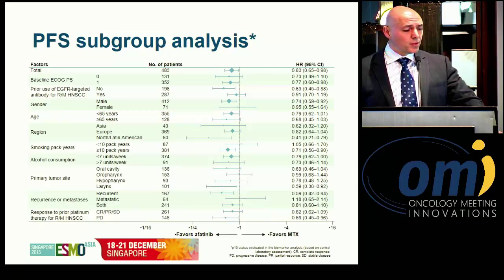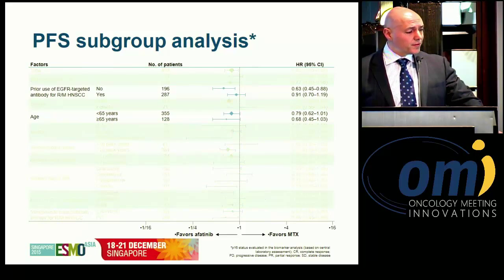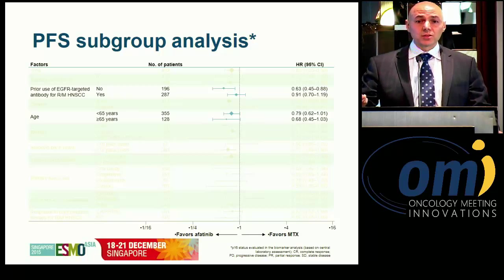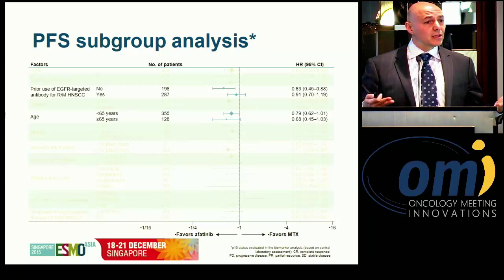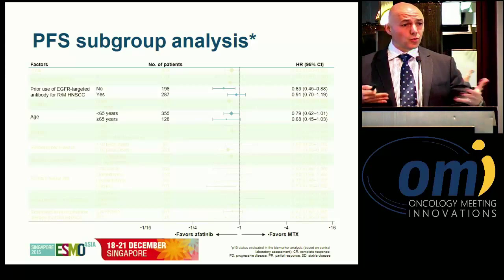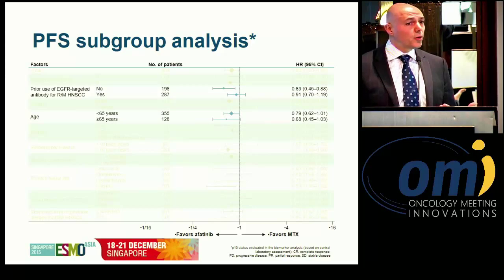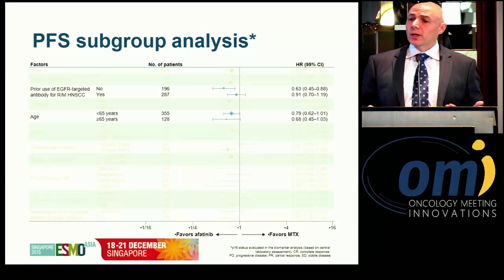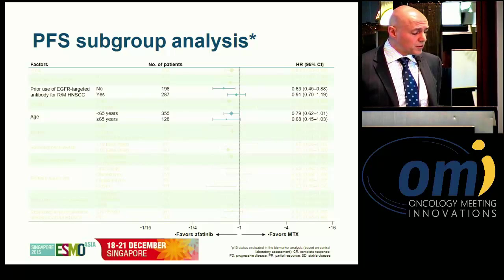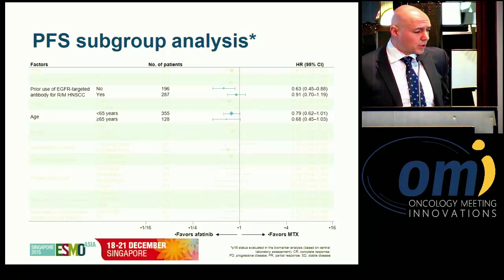Here's the forest plot for PFS, and I'll highlight just a couple of things. First of all, the prior use of EGFR, and secondly, age. Age, because it seemed like older patients benefited from afatinib, suggesting that maybe this is a good option for patients who are over 65. An oral agent that they don't have to come in for may actually be more pleasant for an elderly population versus younger patients. I'm of course editorializing here.